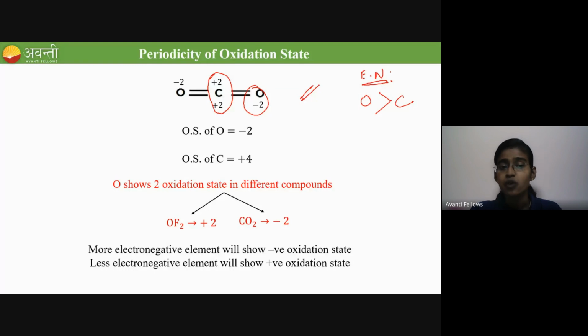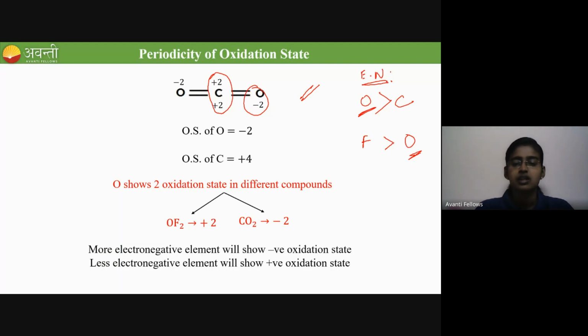And when it is bonded with fluorine, if you compare fluorine and oxygen, fluorine is more electronegative. So in that case, oxygen is electropositive, or we can say less electronegative. In that case, oxygen will have a positive oxidation state. So this is the order which we have to follow.